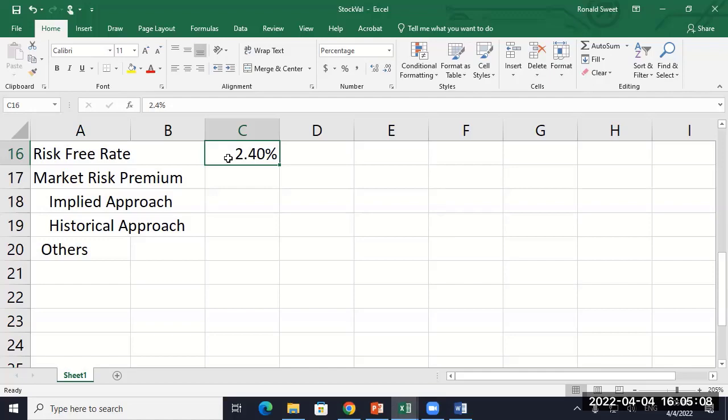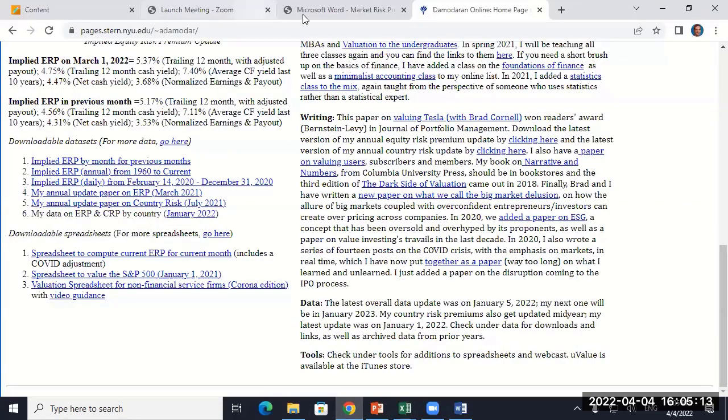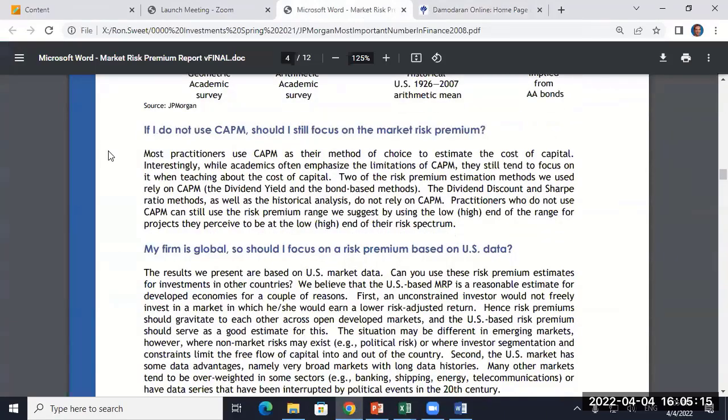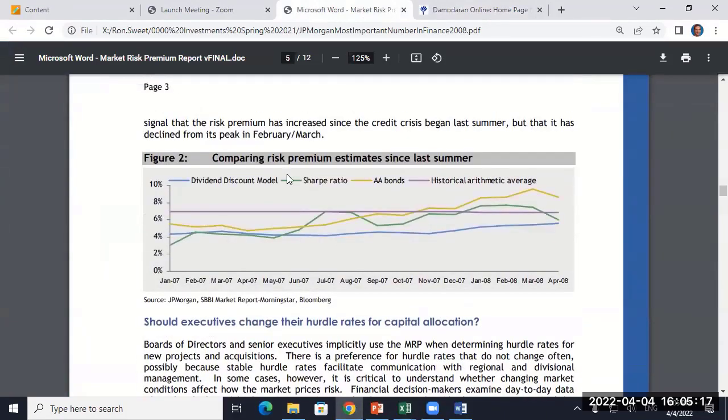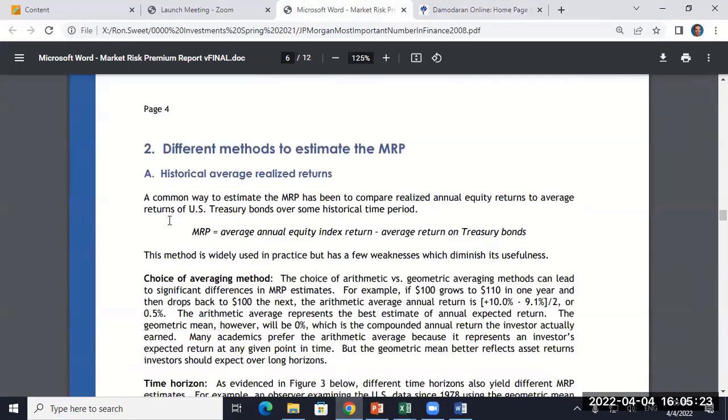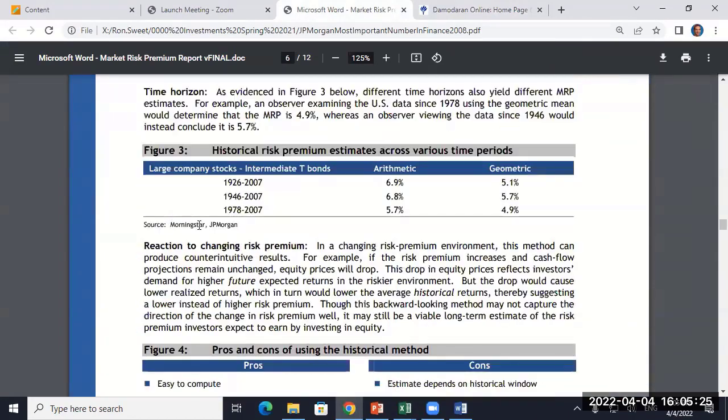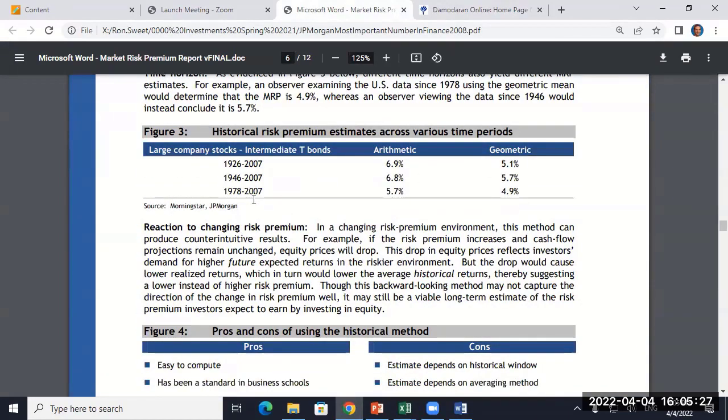So right now we're working on the market risk premium. Again, if you go back to JP Morgan, they actually show you the risk premiums over time and how they change. And then they go over each one and even give you ranges over time.